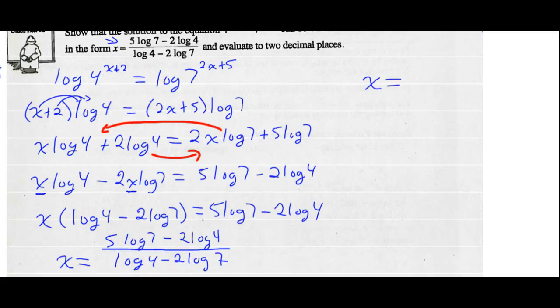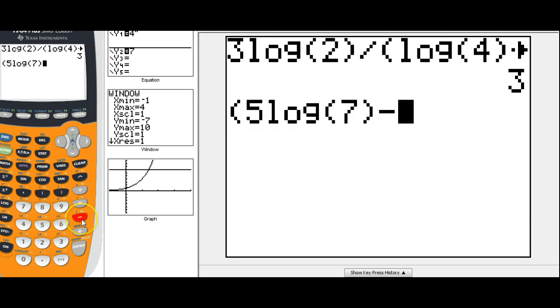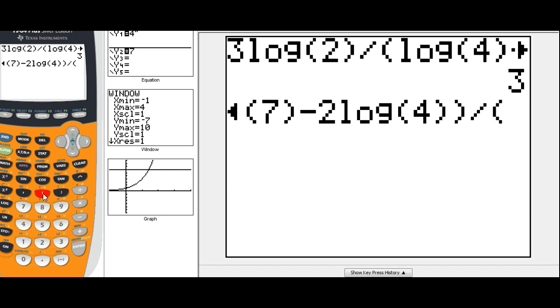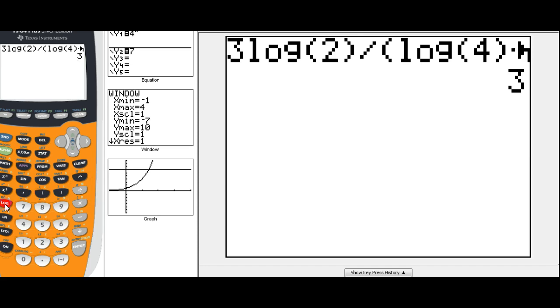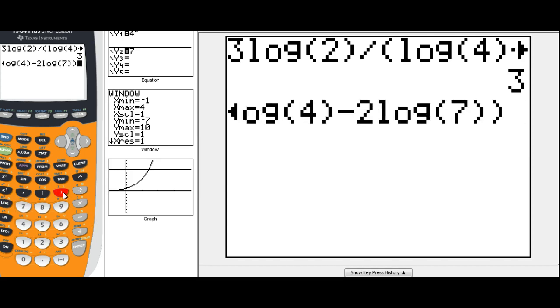So calculator work. Get out your calculators and type this in. So we have in our numerator, make sure you put brackets around the numerator, 5 times the common log of 7 minus 2 times the common log of 4. Close the bracket for our numerator. Divide that by our denominator. Start with an open bracket. Common log 4 minus 2 common log 7. And now close the bracket for our denominator.